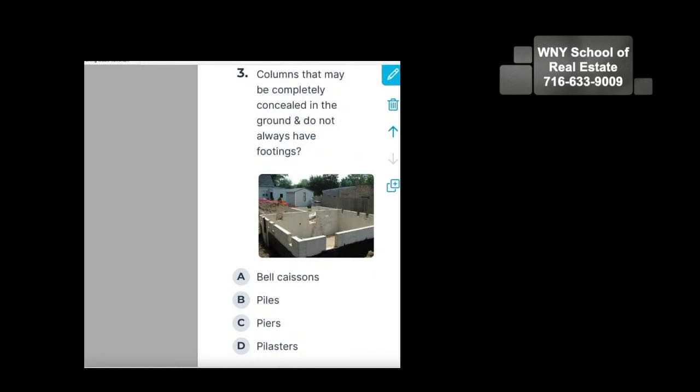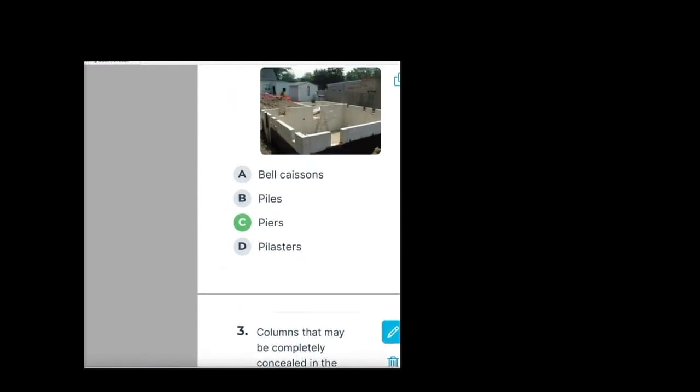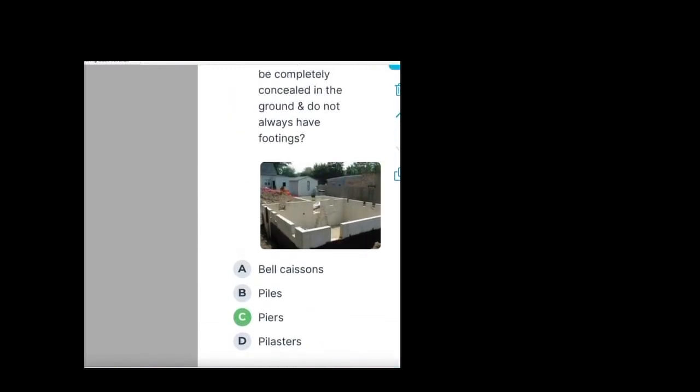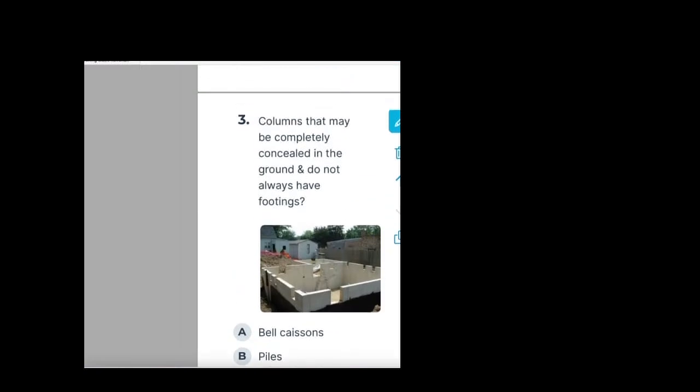Number 3, columns that may be completely concealed in the ground and do not always have footings is known as what? A, bell caissons, B, piles, C, piers, or D, pilasters? The answer here is piers. Okay, let's go to the next question.